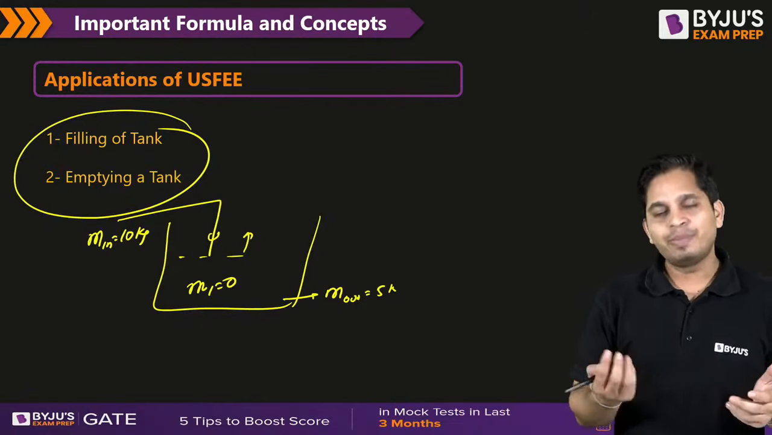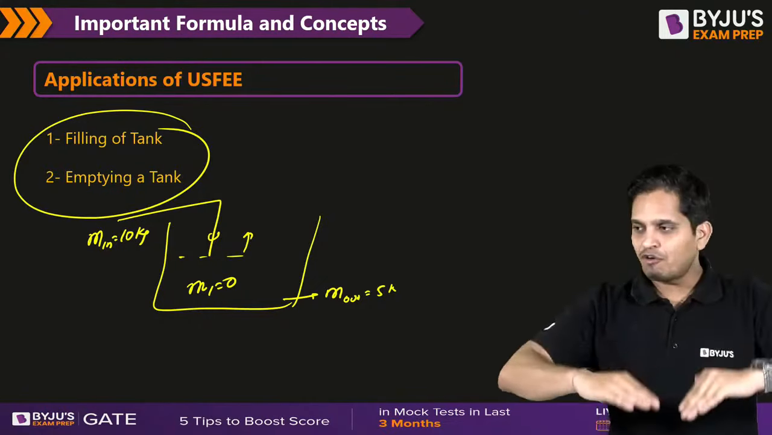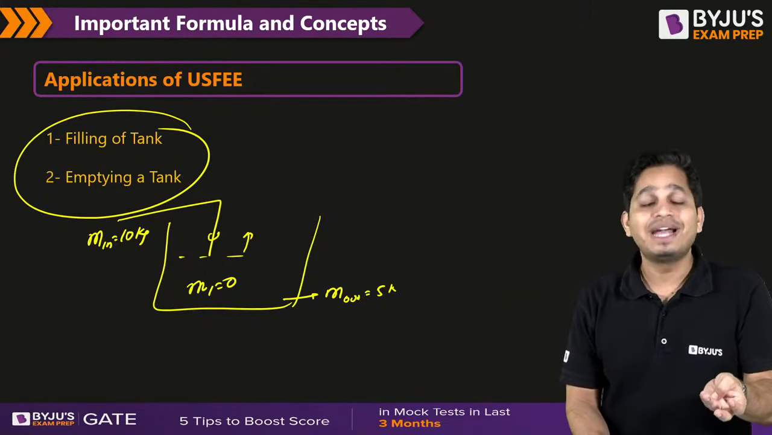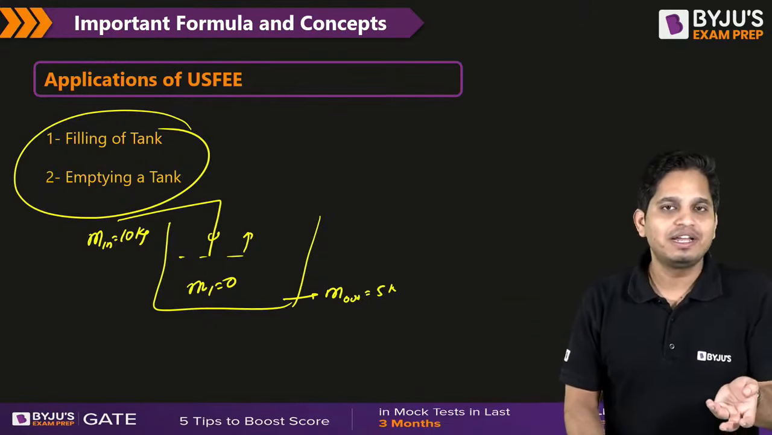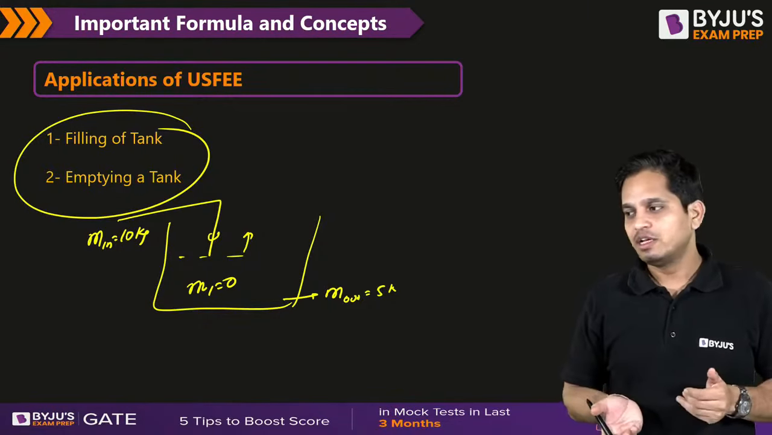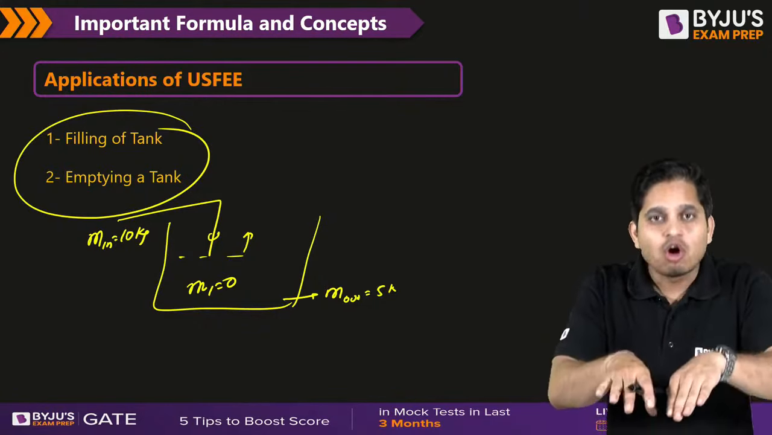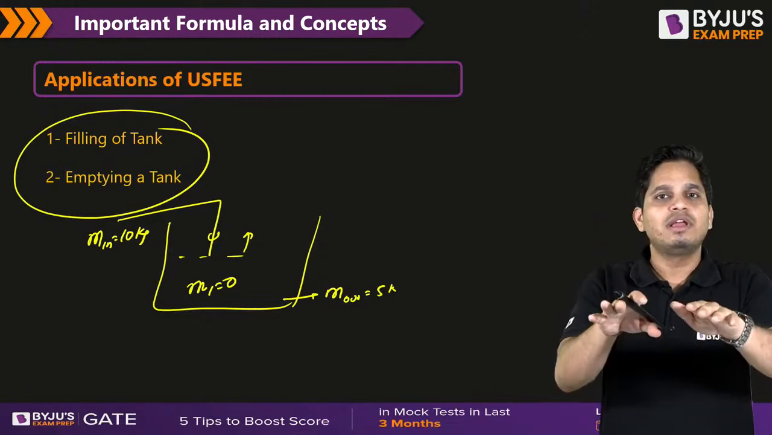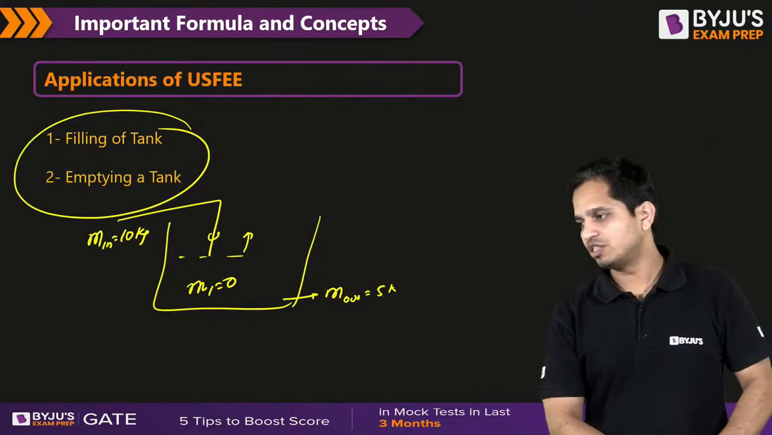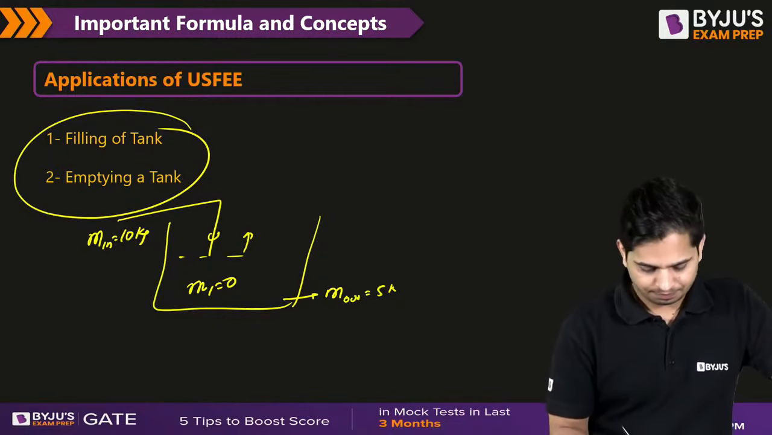Similarly, emptying. If you are giving less and taking more out, then the level of water will go down. So it could be charging of battery, discharging of battery, filling of tank, emptying of tank, filling of bucket, emptying of bucket. Whenever the level of mass or energy increases or decreases in the system, it is the unsteady flow energy equation. You can use this equation. Chalo, let's move on.